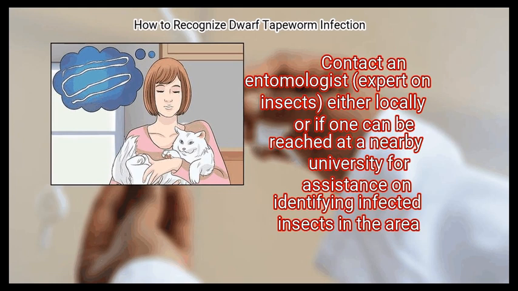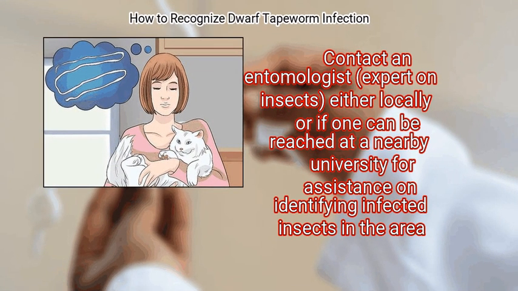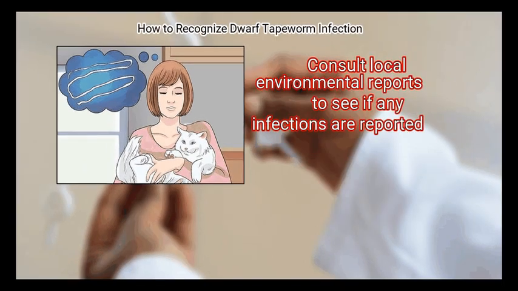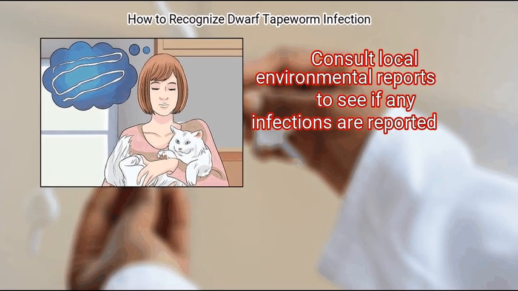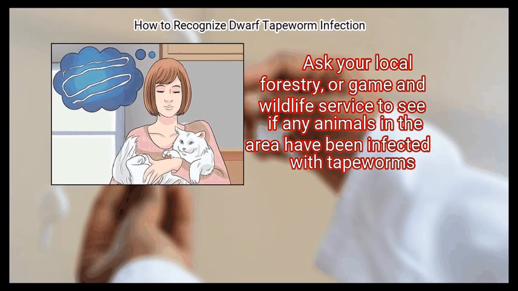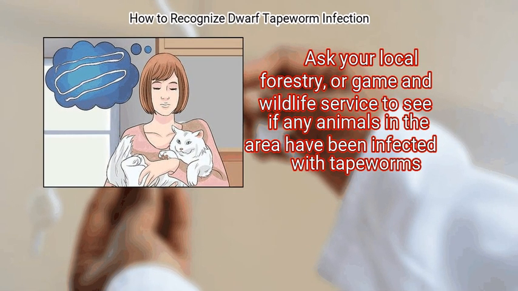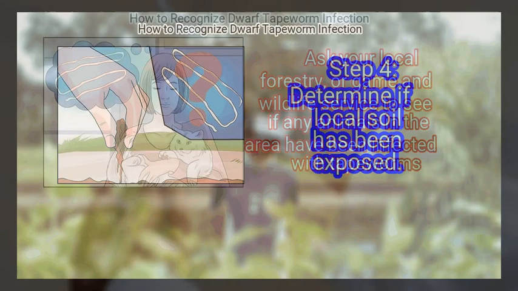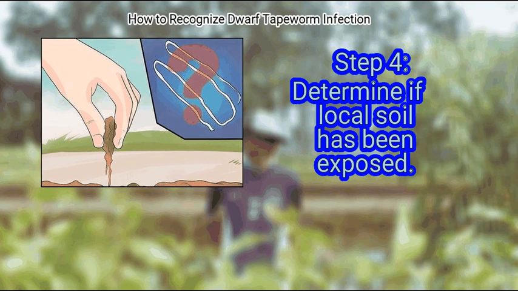Contact an entomologist, an expert on insects, either locally or at a nearby university, for assistance on identifying infected insects in the area. Consult local environmental reports to see if any infections are reported. Ask your local forestry or Game and Wildlife Service to see if any animals in the area have been infected with tapeworms.